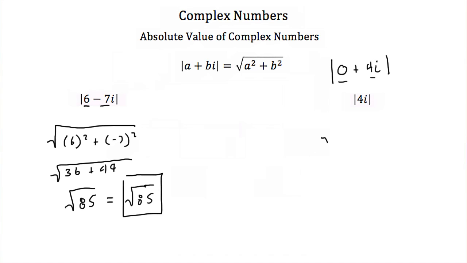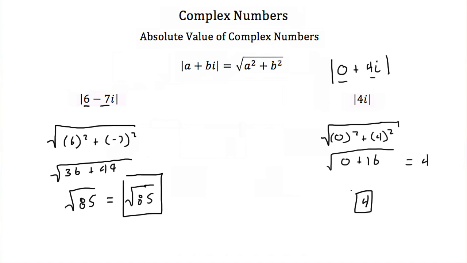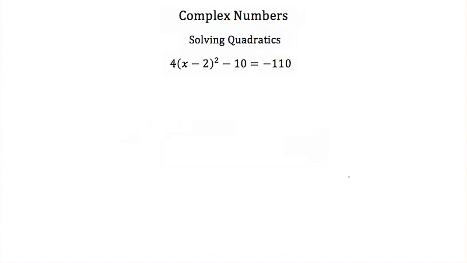So this is the square root of 0 squared plus 4 squared. 0 squared is 0. 4 squared is 16. The square root of 16 is just 4. So the absolute value of 4i is just 4. So now that we know what complex numbers are, let's see how they apply to quadratic equations.